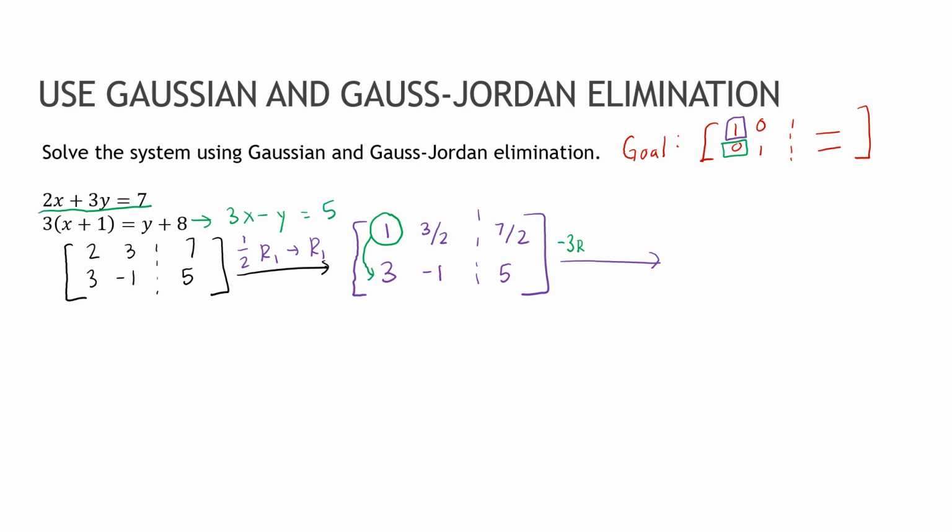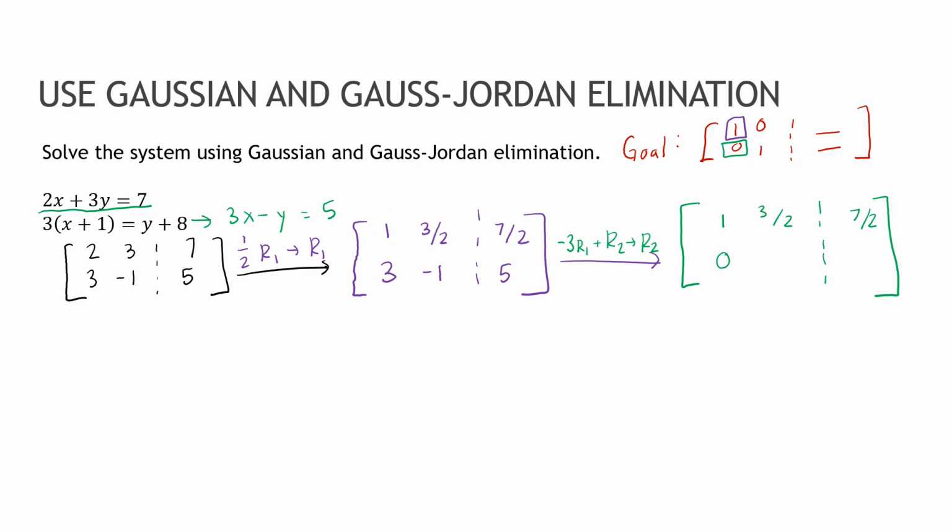So negative 3 times row 1 plus row 2 will be my new row 2, because that's the only one I want to change, is just row 2. Which means row 1 gets to stay 1, 3 halves, 7 halves. And row 2 is now, and I'm going to do the mental math, so I'm going to explain to you the mental math, but feel free, if you need to write it out on scratch paper, to do it. Negative 3 times 1 is negative 3. Negative 3 plus 3 is 0.